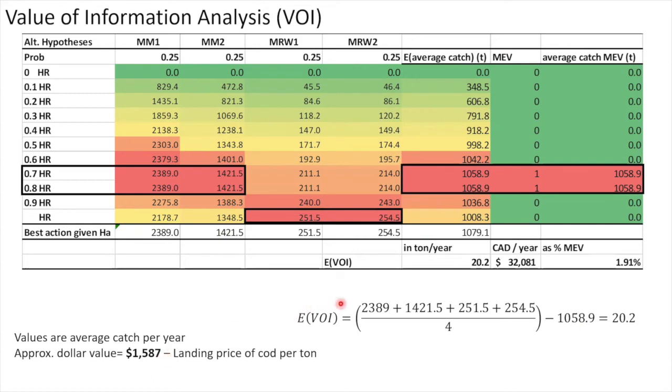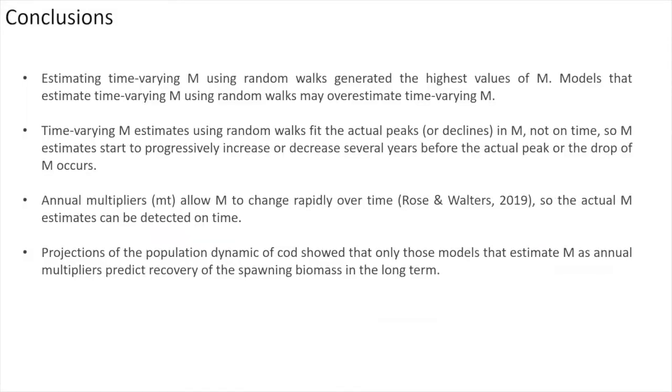The value of information was a very low value in economic terms, but it happens because the current value of the fishery is very low due to the existing biomass levels and also due to the current low quotas. So in conclusion, estimating time-varying natural mortality using random walks generated the highest values of natural mortality. Models that estimate time-varying natural mortality using random walks may overestimate the natural mortality.